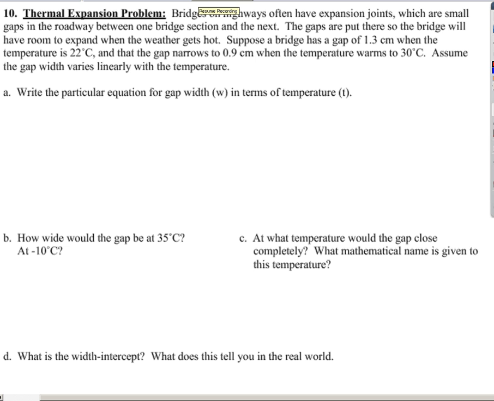All right, so key wording in this question says gap width varies linearly with the temperature. Gap width would be the y coordinate, and the temperature would be the x.